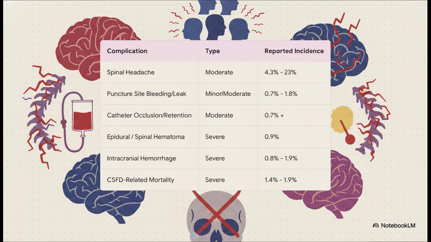Intracranial hemorrhage, a truly devastating event, happens in up to 1.9% of cases. And most chillingly, there is a reported mortality rate that is directly attributed to the CSF drain itself as high as 1.9%. The takeaway here is that we are always walking a tightrope. We have to constantly weigh the very real protective benefit of CSFD against its non-negligible and potentially lethal risks.